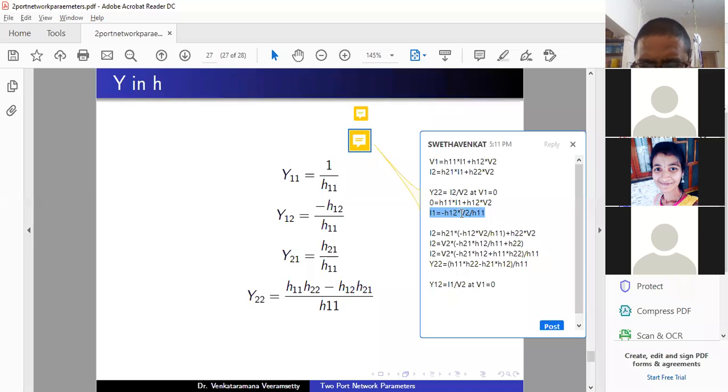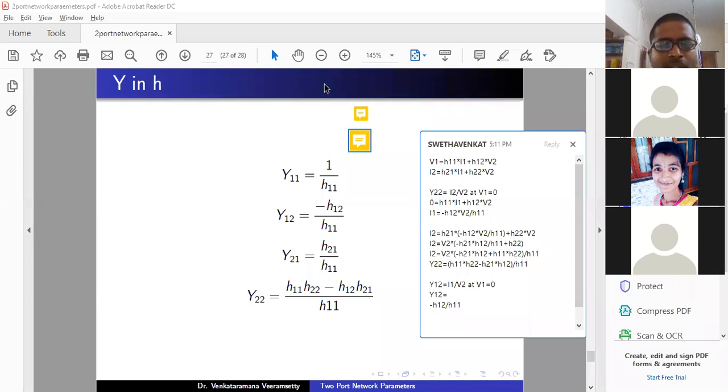From here, I1 equal to minus H12 into V2 divided by H11. So Y12 equal to I1 by V2, that's equal to minus H12 divided by H11. So this is how we can derive the expression for Y parameters in terms of the hybrid parameters. Derivation is helpful from the academic point of view for understanding, right? For the competitive examinations, you can try to remember these equations.